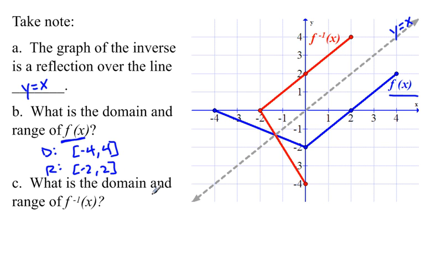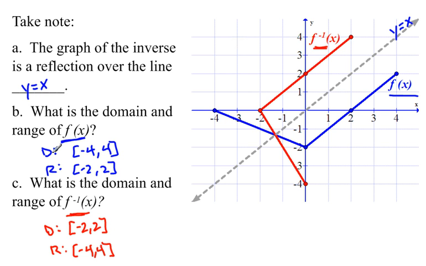Now let's find the domain and range of the inverse function, which is in red right up here. So let's look at the domain of our inverse. Smallest x is negative 2, and the largest is positive 2. And our range, our smallest y value is down here at negative 4, and our largest y value is up here at positive 4. And we should see how the domain of the function became the range of the inverse, and the range of the function became the domain of the inverse.